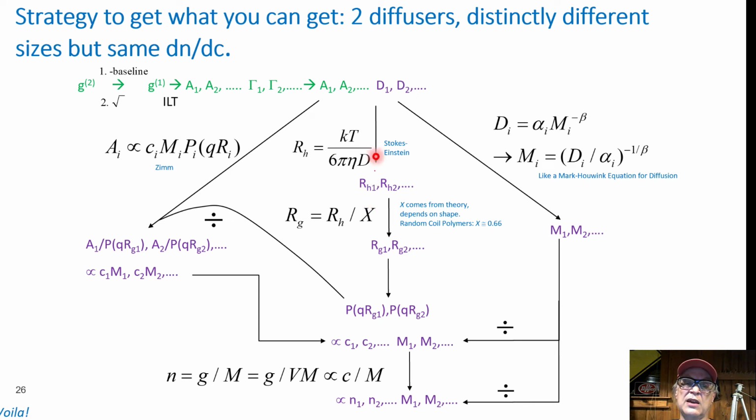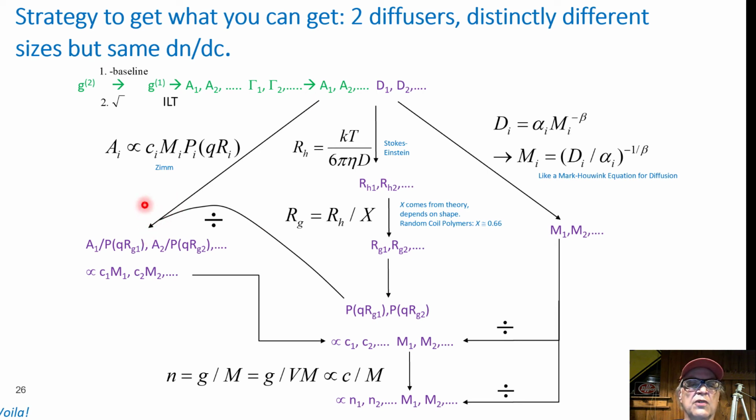There is, if you're lucky, a good relationship between the radius of gyration and the hydrodynamic radius. Typically that's related by a factor x, which is about 2/3, roughly speaking. And now I have a set of amplitudes and radii. Oh my heavens, now let's see, over here, here's my amplitudes.